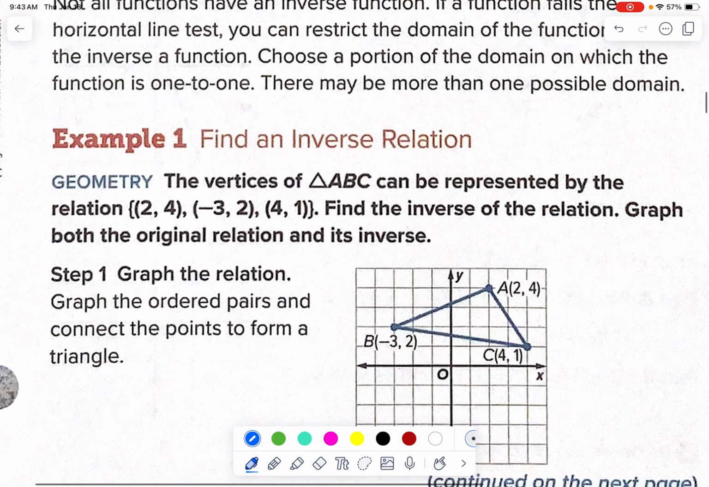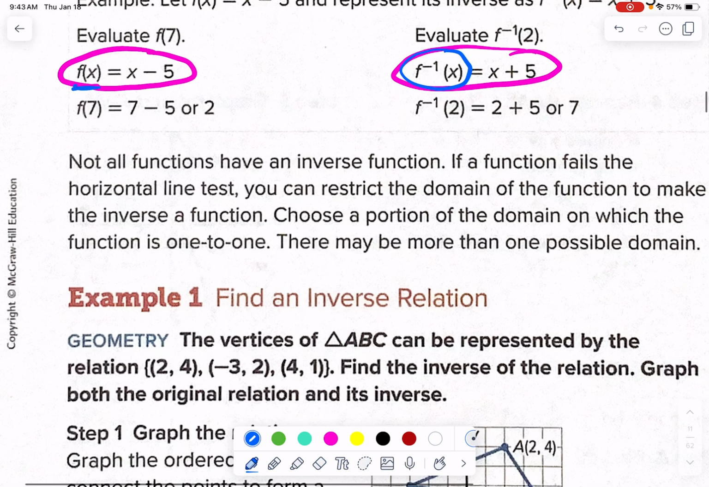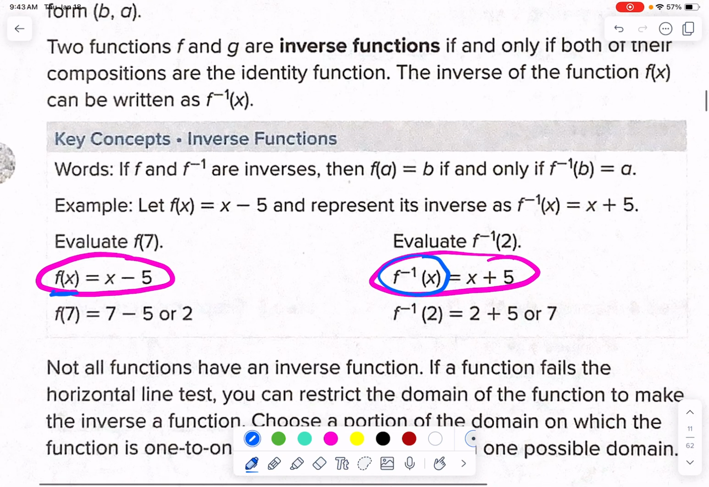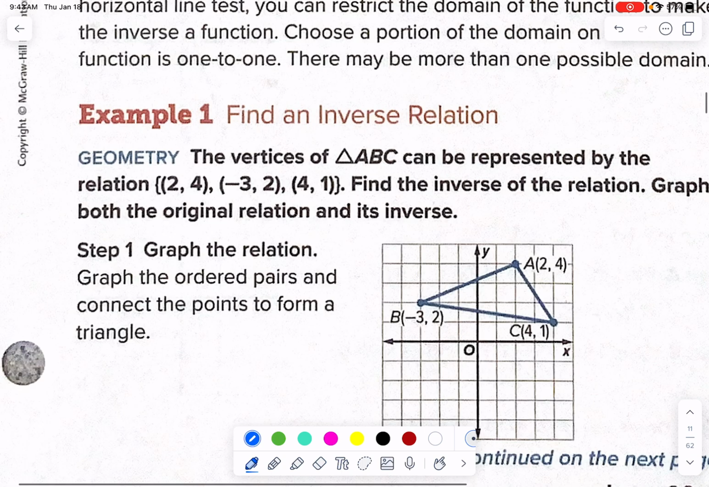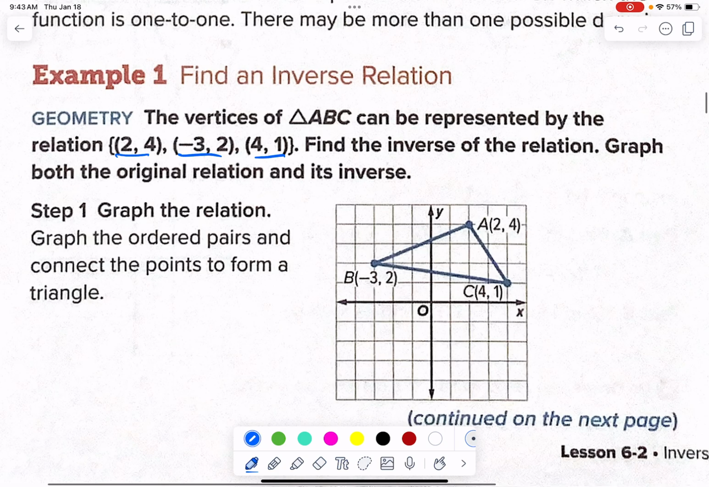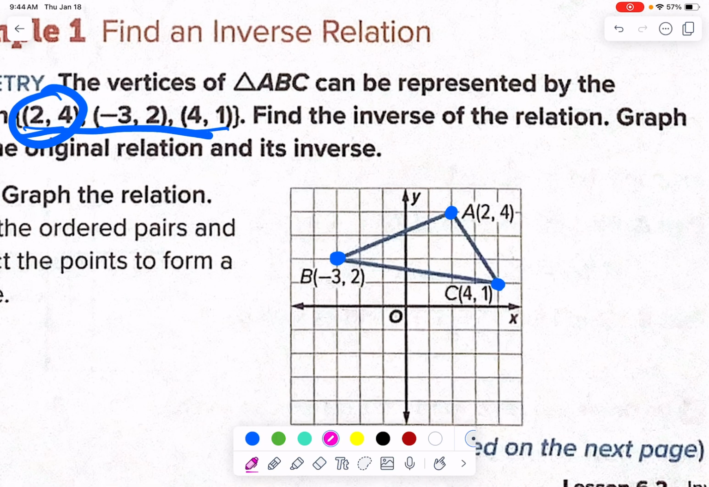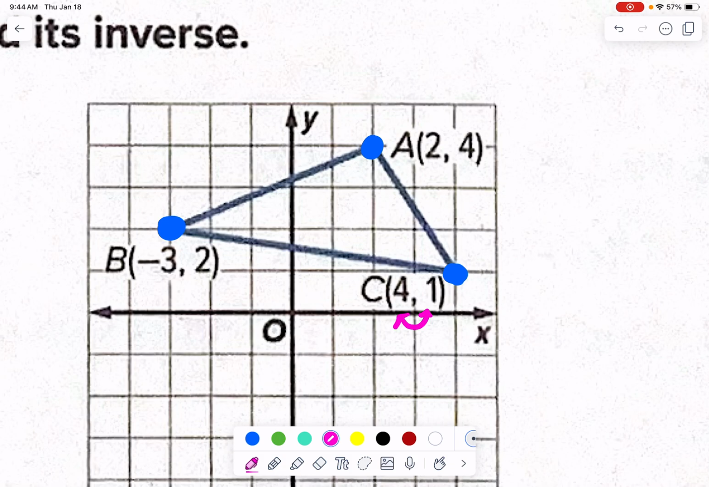Before we do that, they are going to give us a non-function, that is just ordered pairs, okay? And so when we're trying to find the inverse of ordered pairs, they've graphed those three for us. So 2, 4 is this point right here. Negative 3, 2 is this point, and 4, 1 is that point, okay? If we are trying to find the inverse of coordinates, it makes it really nice because all we have to do is just flip these two coordinates around, okay? So instead of 4, 1, we would graph the point 1, 4. And so C inverse will be 1, 4.